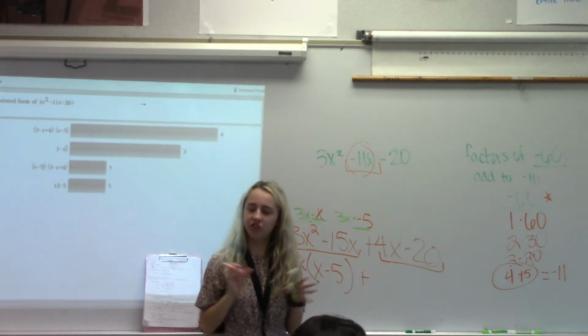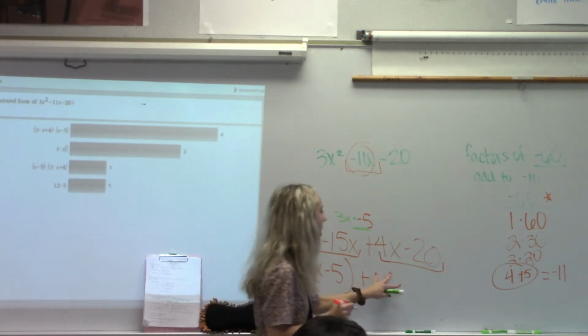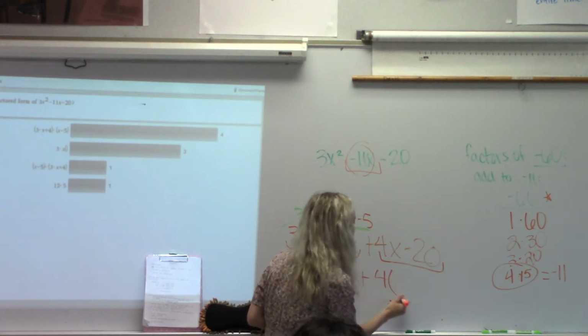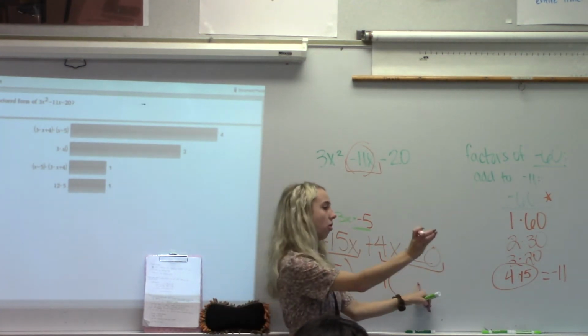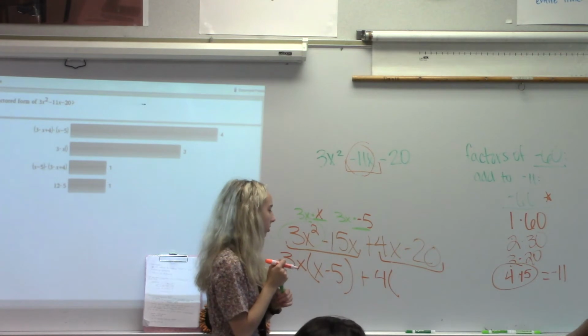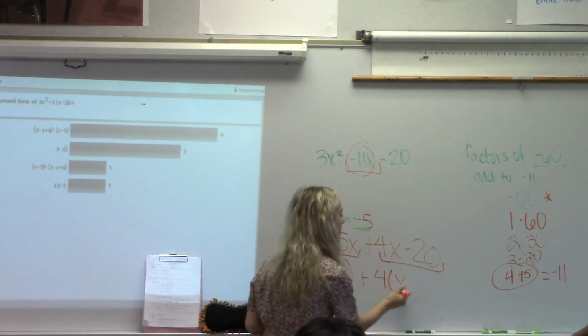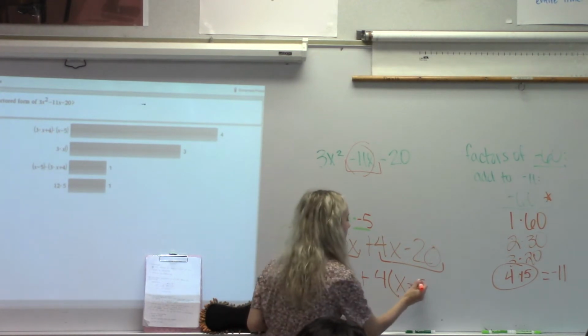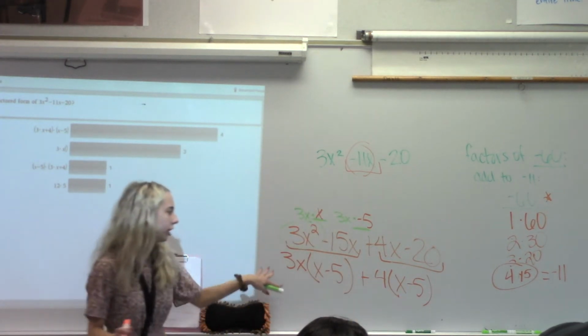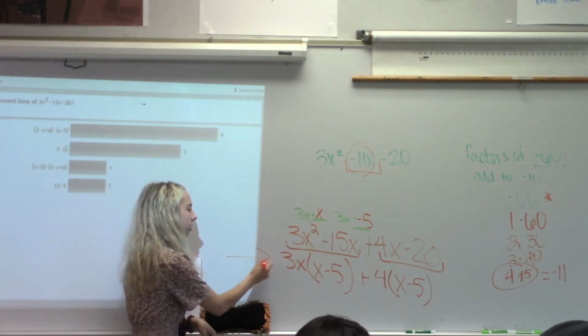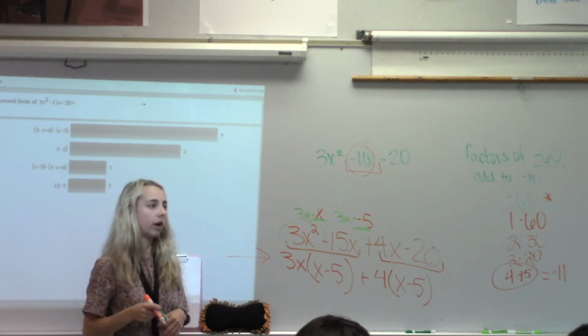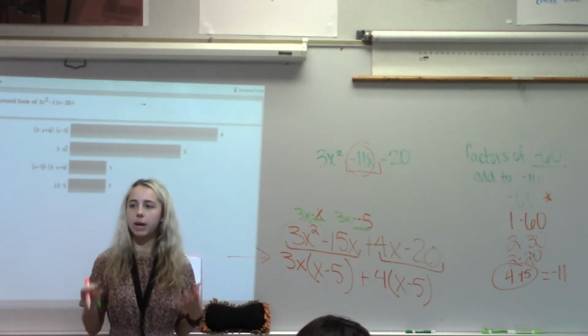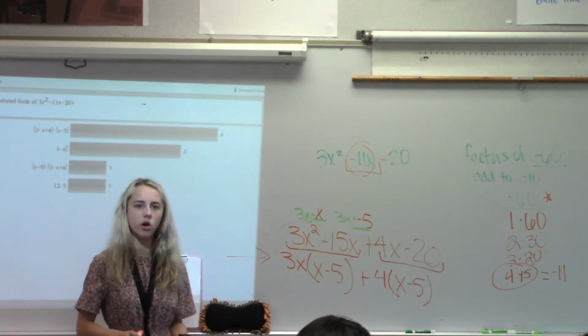KT, what's the GCF? 4. Okay, so I could factor out a 4 here, which would mean I need to multiply what, Jesus? Okay, so to get that 4x, I would need an x, and then how am I going to get that negative 20? Okay, minus 5. Okay, so guys, what do you notice about this line? Okay, we have 2 of the same factors, and remember, is that what we want?